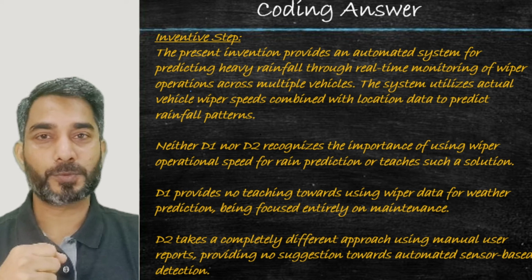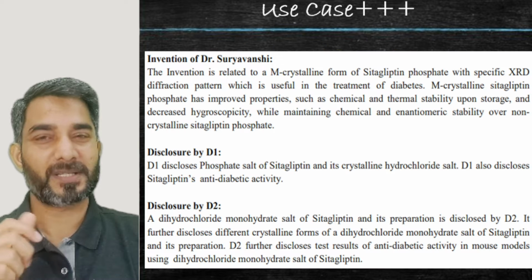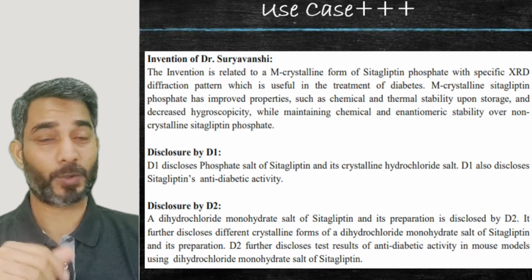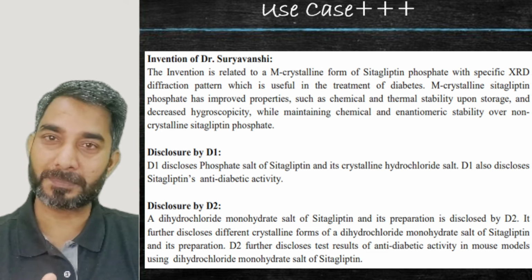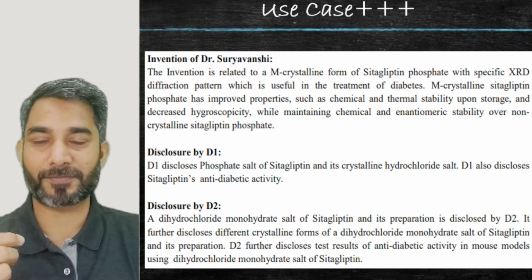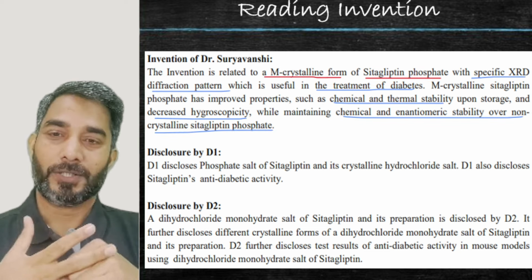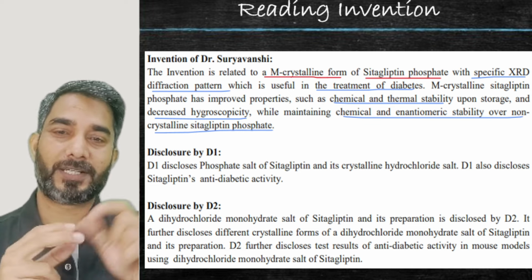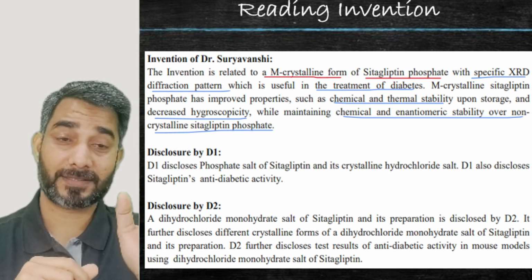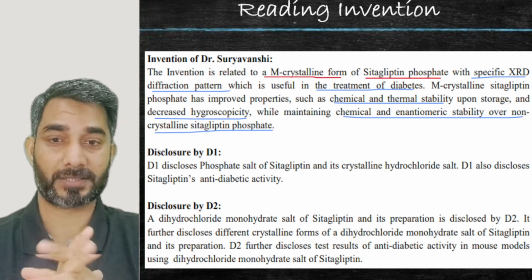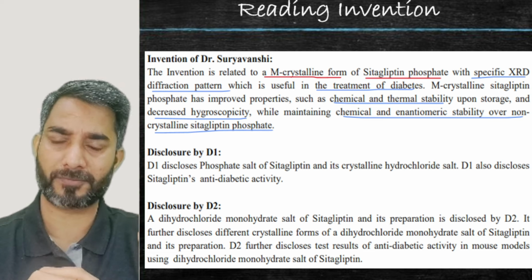Now moving to the third use case. Again, it's coming from our exam, but this is from the pharma domain. So if you don't understand it, it may be a little challenging. But because it was simple, I picked it up. So first step is, of course, to read the invention. The invention of Dr. Suryavanshi talks about a crystalline form of some phosphate, and it has some XRD diffraction patterns, which is useful in treatment of diabetes. Specifically talked about the use also, specifically talked about some feature also.